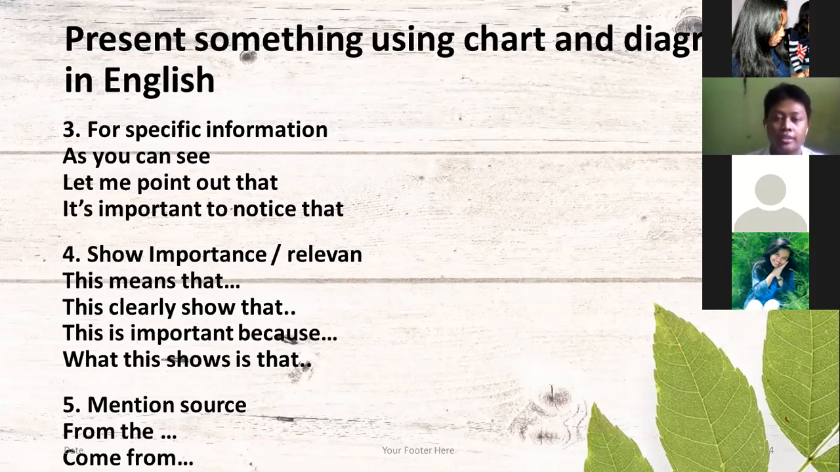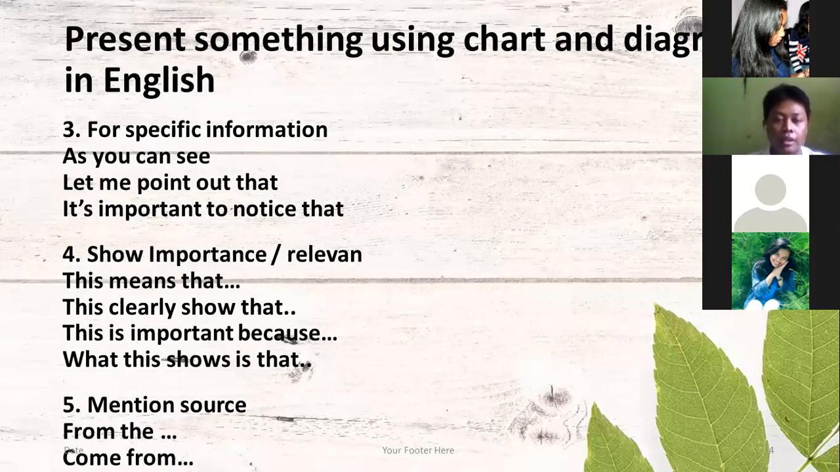So like: as you can see, let me point out that, and it's important to notice that. For sentences like: as you can see, in January or in December, coronavirus had come into Indonesia. Let me point out that coronavirus became one of the dangerous viruses in the world or in Indonesia. And it's important to notice that, because coronavirus became one of the dangerous viruses. So these phrases you can use to give some specific information.